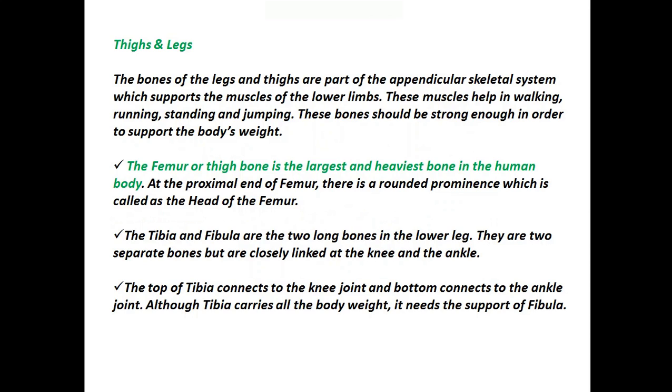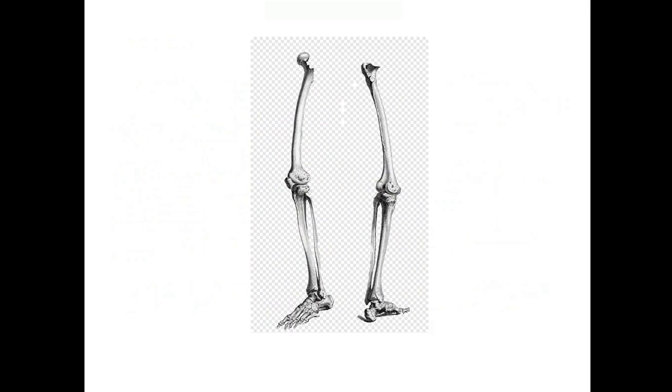The tibia and fibula are the 2 long bones in the lower leg. They are 2 separate bones but are closely linked at the knee and the ankle. The top of the tibia connects to the knee joint and the bottom connects to the ankle joint. Although the tibia carries all the body weight, it needs the support of the fibula. Here are the thigh and leg bones.